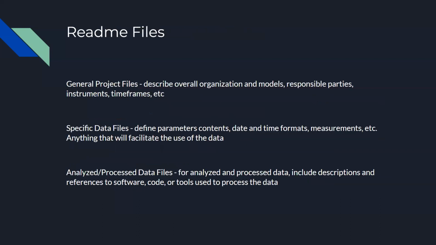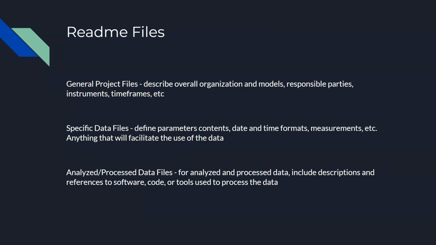So to talk about all of these in a bit more depth, README files can fall into a couple of different types. First is general project files. These are your high-level README files that will describe the overall organization and approach to your research: who is responsible for what, what instruments are used, what timeframes are used, what type of data was collected and why, and was the research funded. Basically, anything you need to know at a high level that gives context to the research and its data, you would put in that general project file.